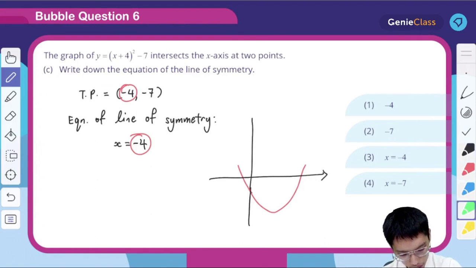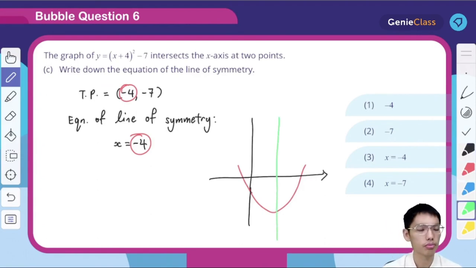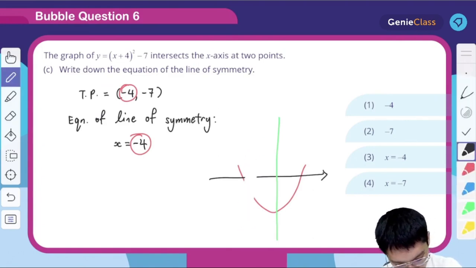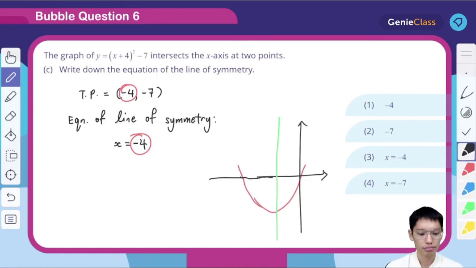Line of symmetry, it will cut the curve into 2. In this case, I drew it wrongly. Let me draw it a bit more accurately. In this case, for this lesson, minus 4, right? It should be at the negative side. So this is my line of symmetry. This is my line of symmetry over here. So that's the notion.